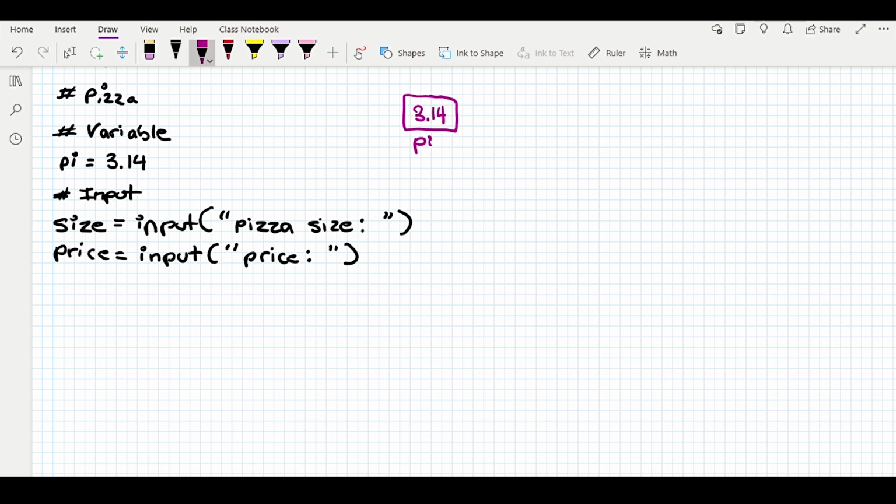And in memory, what this looks like, in my imagination, this is what the computer's memory looks like. We have a variable named pi that has 3.14. We have another variable. Don't mind the size of the square. That has nothing to do with how much memory is there. This is just me drawing squares funny. So this one is called size, and the other one is called price.